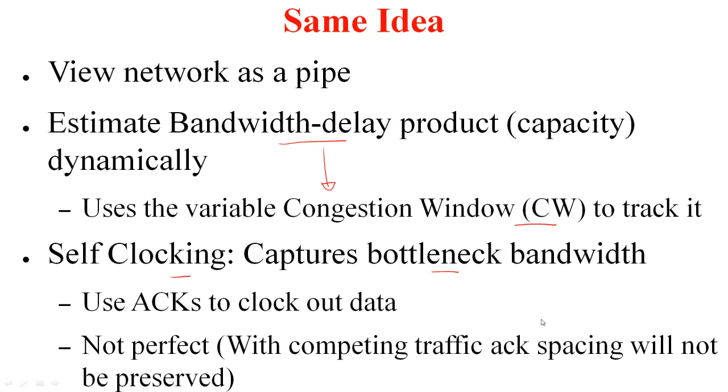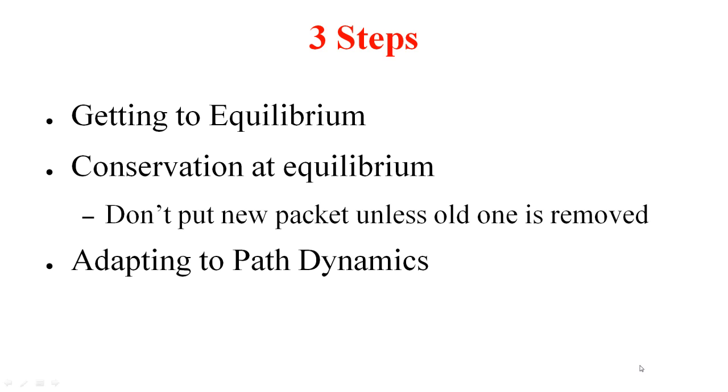What is new? The new thing is, after having gone through the problem motivation and all the subtleties involved in the sliding window protocol, you can now appreciate better what I'm going to tell as part of congestion control in the later video. So in the solution approach, we are going to follow these 3 steps. First, we will see how to get to this equilibrium, that is filling up the pipe. Then we will look at conservation at equilibrium, that is we don't want to put new packets until old ones are removed. And then we will look at how to adapt to the path dynamics, that is varying bandwidth delay product.